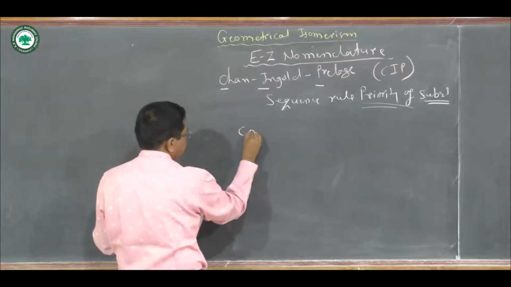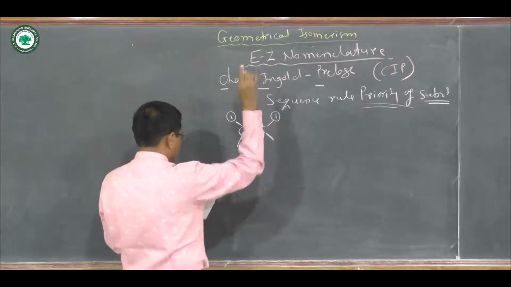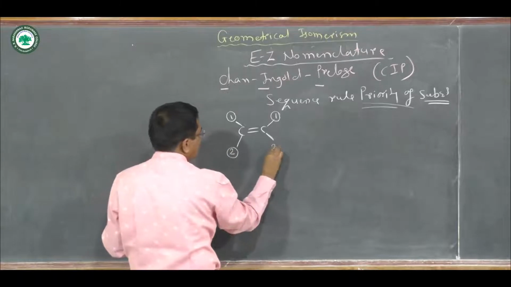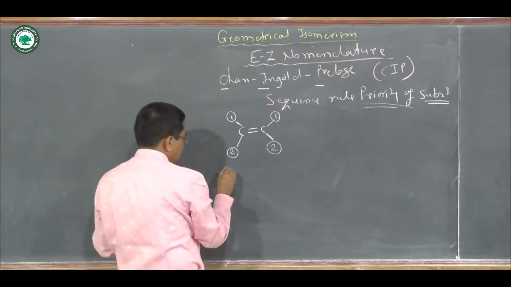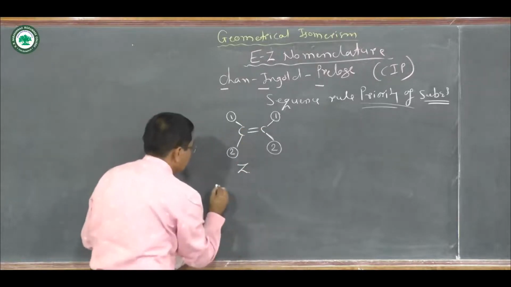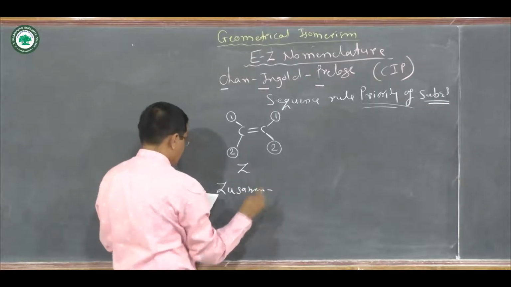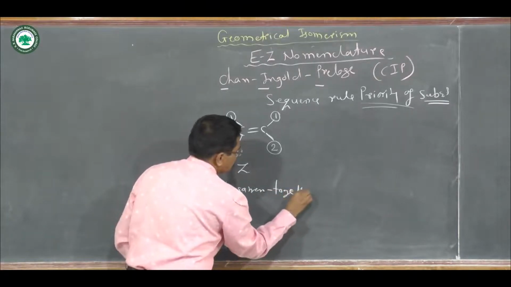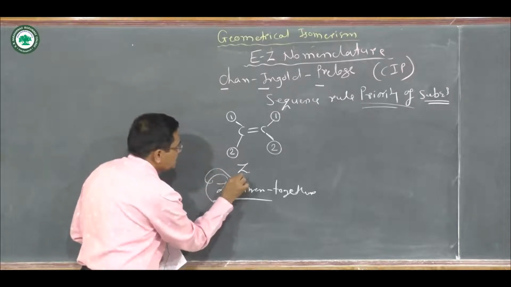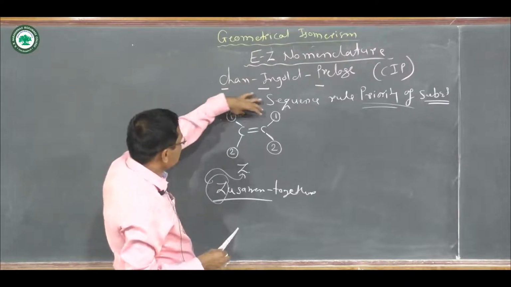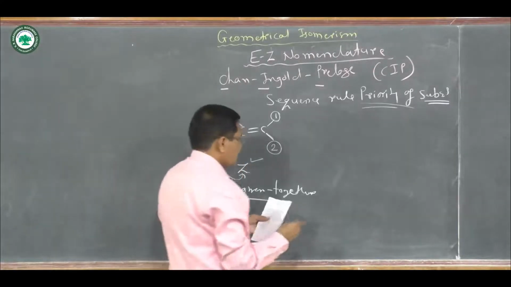Now in this case, suppose the higher priority groups are present on the same side and the lower priority groups are on the other side, then this is called Z. This Z comes from the German word zusammen, meaning together. So Z means the higher priority groups are on the same side, and the lower priority groups are on the other side.